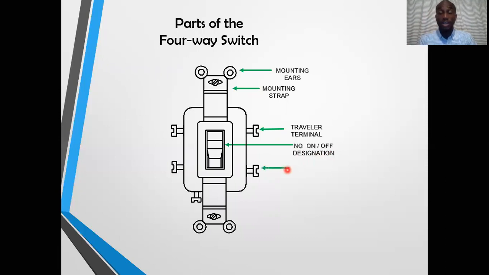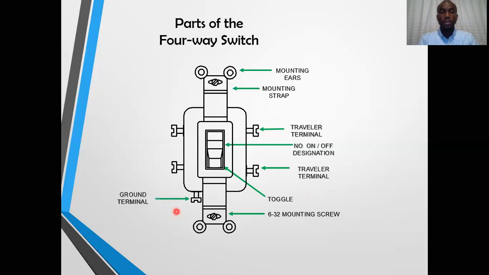So we have seen traveler terminal number one. We see traveler terminal number two. But we do not want to confuse ourselves, when we're looking at the wiring, there's something we have to note. The toggle, and you should notice by now, the 6-32 mounting screw, grounding terminal, traveler terminal, and finally your last traveler terminal.